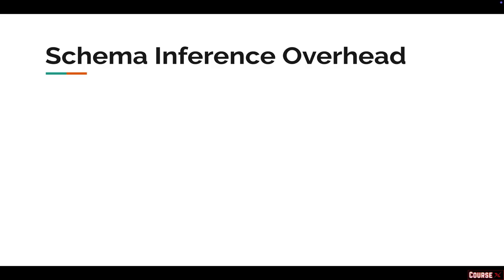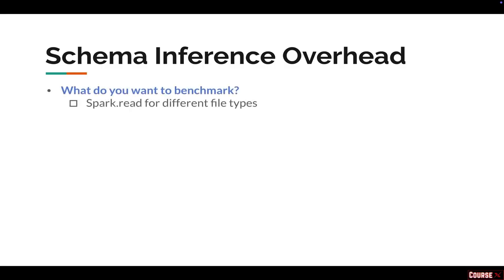Welcome back. In this lesson, we will understand about the schema inference overhead problem. Now this problem is associated mainly with the spark.read operation. So what will we benchmark? We will benchmark the spark.read operation for different file types. As you may know, spark.read is a lazy operation. That means when we execute spark.read, it will not go and read the data from the directory, right?